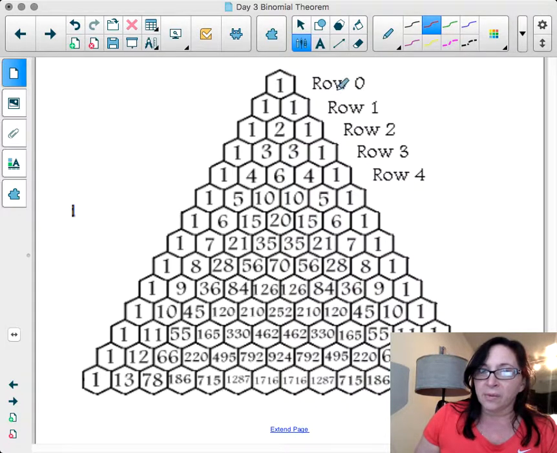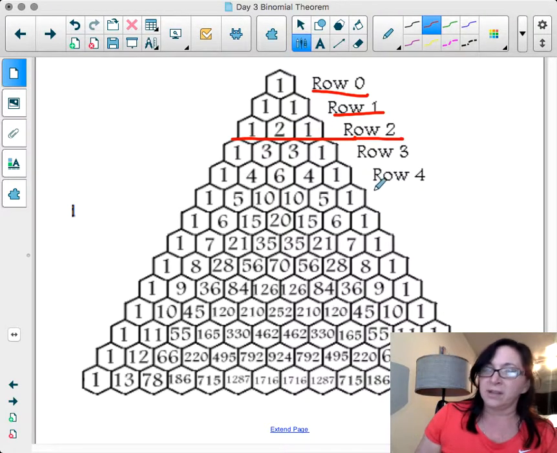And notice, though, that row 0 is here. Then we have row 1. Then we have row 2. So this is row 2 technically, but it is the third one down. Row 3 has 3's in it. Row 2 has 2's in it. Row 4 has 4's in it, etc.